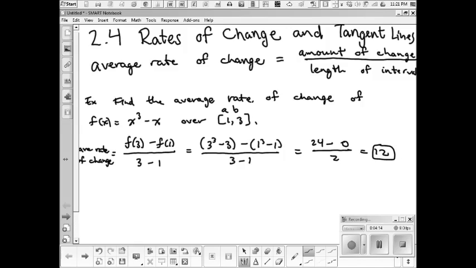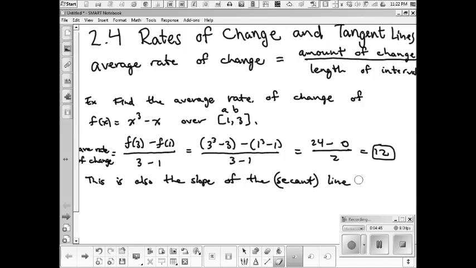The units will be determined by the ratio of whatever the y-axis units are over the x-axis units. Okay, it's also important to understand that this is also the slope of the secant line. Secant meaning it touches both points on the curve.